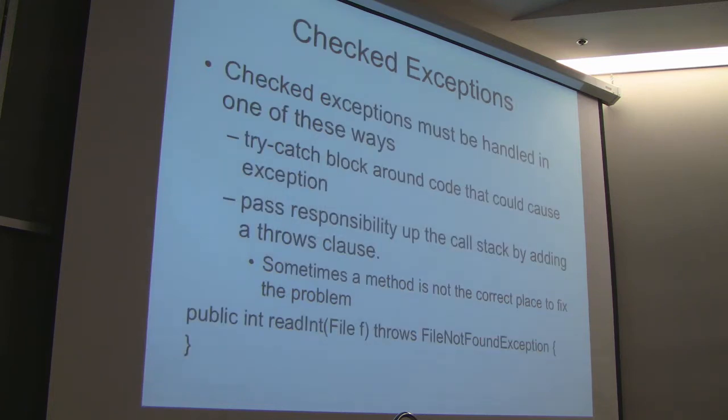Now these checked exceptions, there's two ways, and again, Eclipse kind of has hinted at it, and we only looked at one. So you can wrap a try-catch block around the code that causes the exception, and that's what we've been doing. But the other way is basically pass responsibility at the call stack by adding a throws clause to your method. So this is kind of a strange thing, but here I could have public int, read int, I'm going to get some file. Presumably, I'm going to try to open up that file and use it somewhere. And so there's a chance that something in here is going to throw a file not found exception.